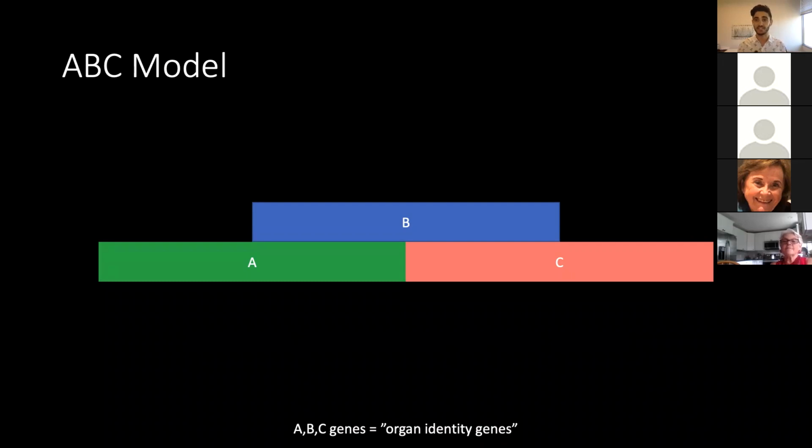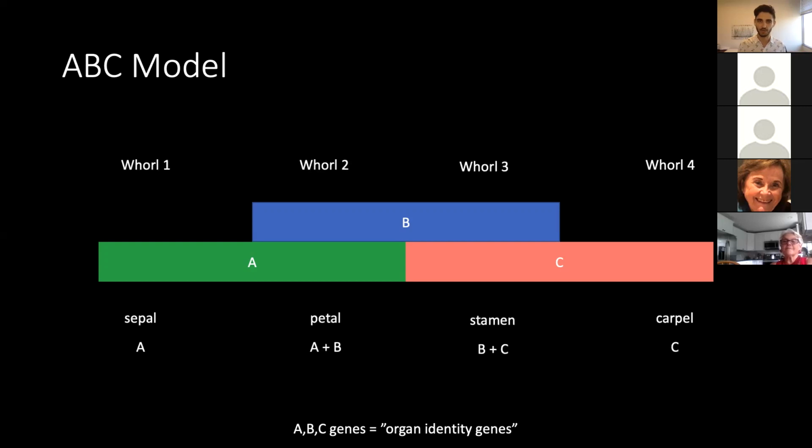And the way it works, there are these three types of genes, A, B, and C class genes, what we call organ identity genes. So where they're expressed and the combination they're expressed in can lead to the development of very specific organs. And they're also all transcription factors. They are factors associated with transcription. They bind to DNA. Now, there are four whorls of a flower.